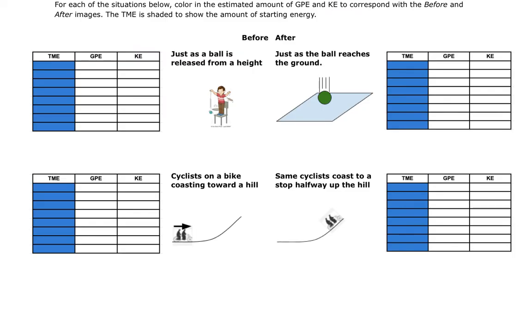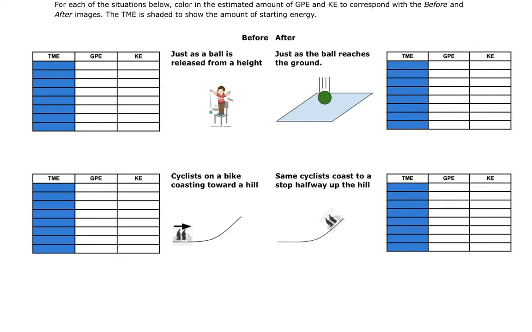All right, so let's see if we can get a sense of how exactly energy changes from one form to another. Let's take a look at a couple of situations. This first one, we're going to look at a before and an after. Before is over here, the after is over here. We're going to fill in these charts with what type of energy we have. Notice how we're starting with our bar chart of total mechanical energy all filled up. So we have to determine how much of this total mechanical energy is gravitational potential energy and how much of it is kinetic energy, just as a ball is released from some height.